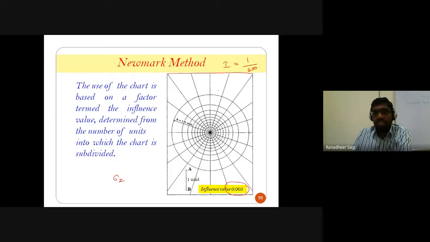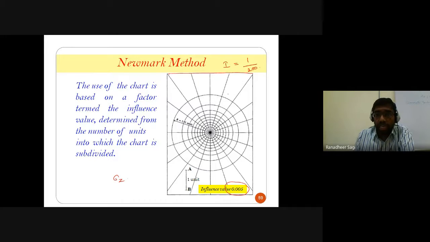If you want, you can understand how many. First, let's start understanding how many concentric circles we have, and each concentric circle is divided into how many number of elements. If you know that, then we'll be able to know how many elements that particular Newmark chart contains. And once we know the total number of elements, then what is the influence value of each element? So I is equal to 1 by the total number of elements existing in that particular Newmark chart.